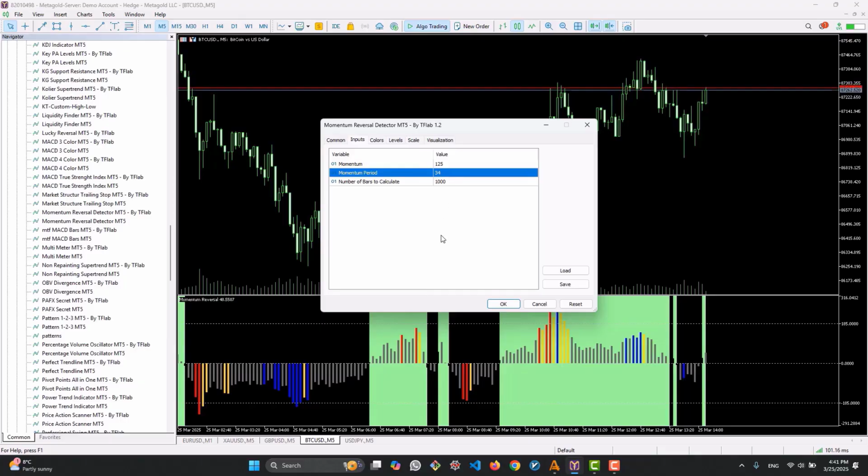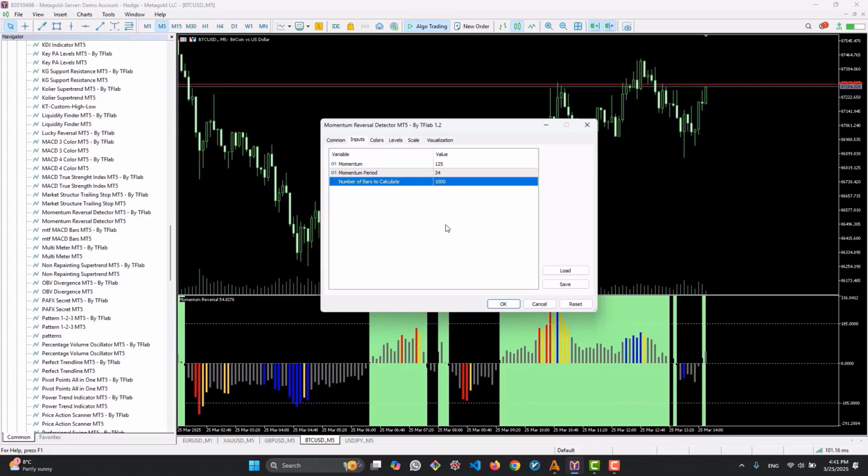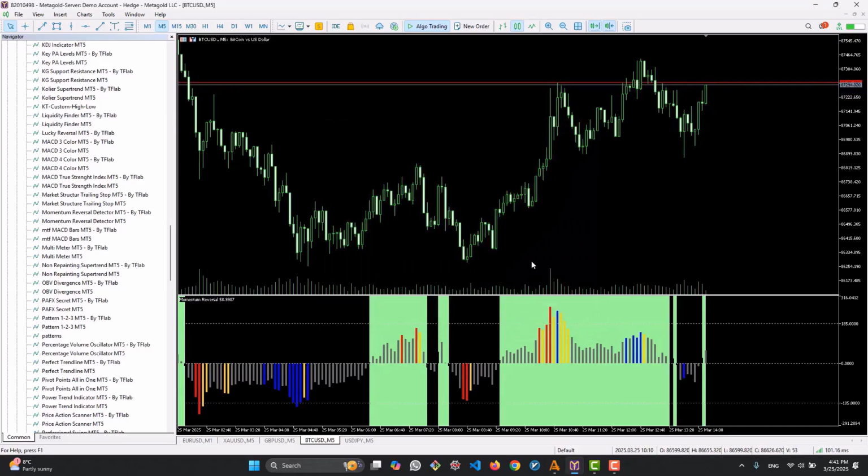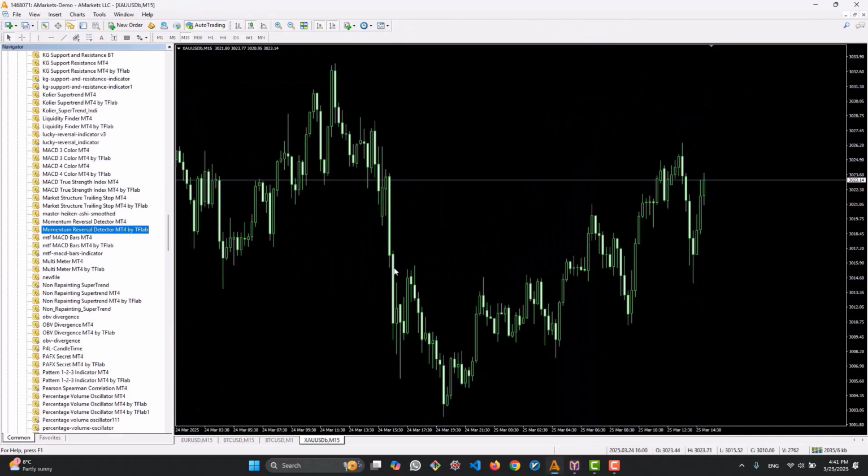The next option is the period of the CCI indicator, which we can also specify here. And the last option is the number of candles that it goes back on the chart and performs calculations on. You can also use the MT4 version of this indicator on the MetaTrader 4 platform.